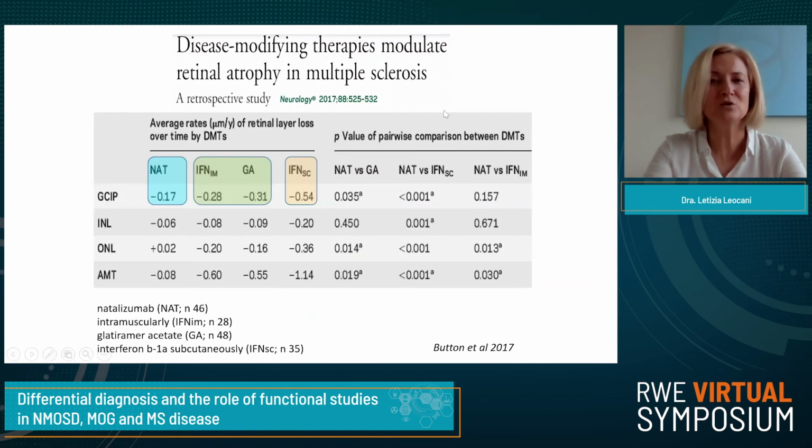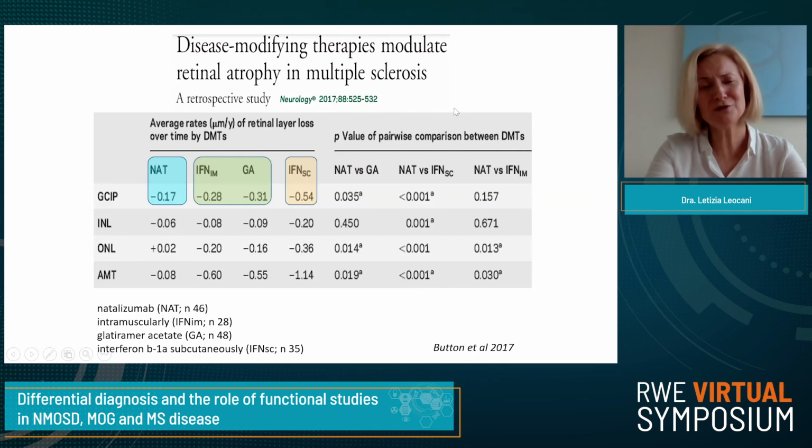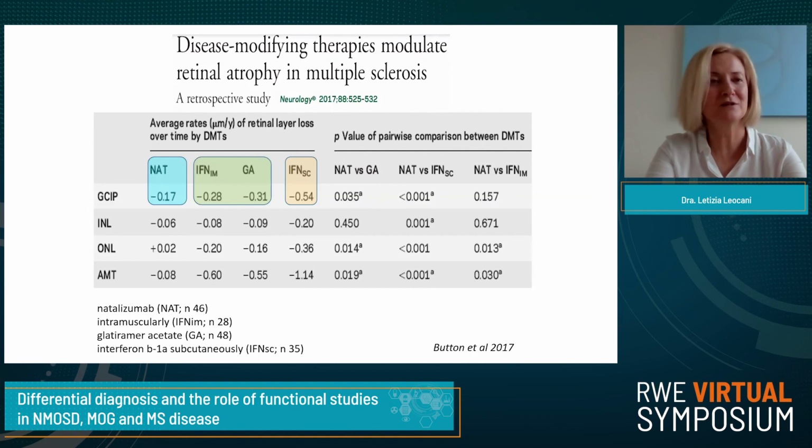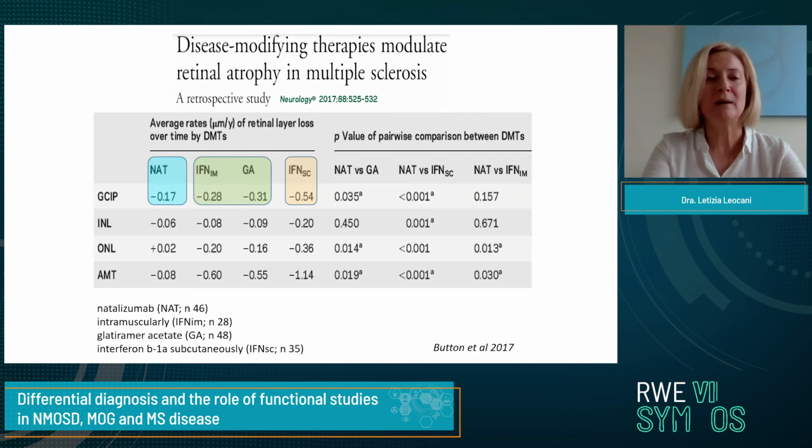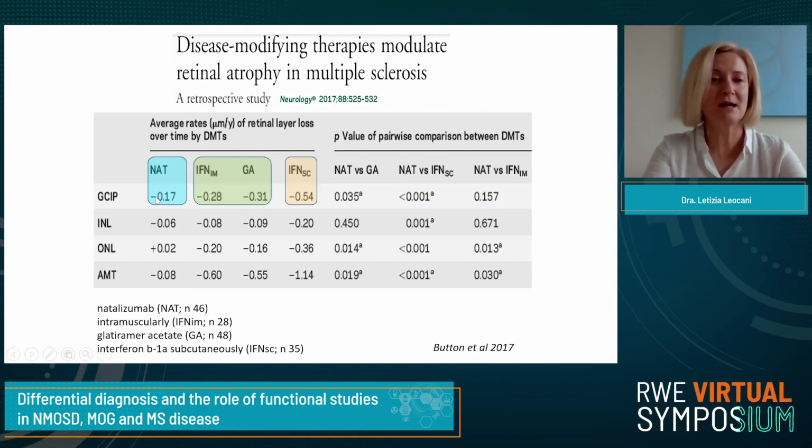And there are not so many data about the continuous axonal loss or ganglion cell loss that we can have in the course of the disease in people with NMOSD and anti-MOG syndrome. We have more data in people with MS. For example, in this first study, we could see that people under treatment with natalizumab had longitudinal ganglion cell loss less important compared with people with the first-line injectables.